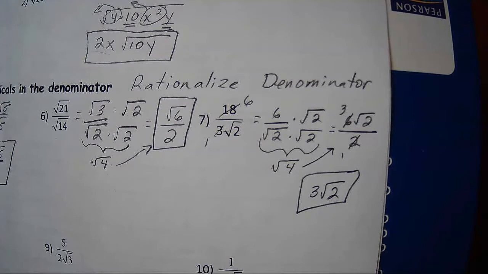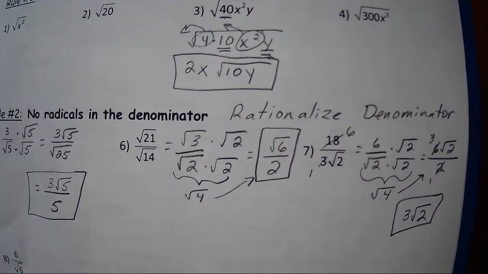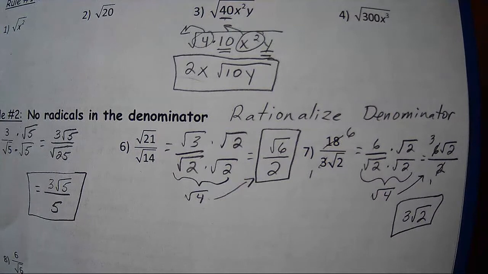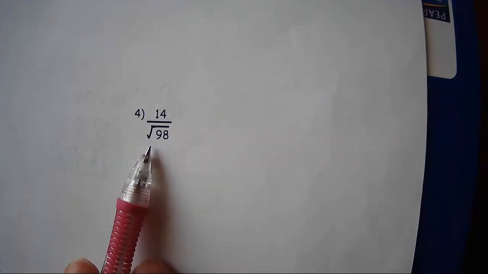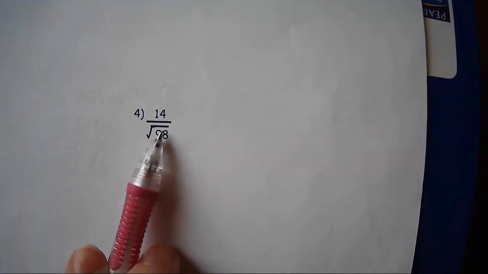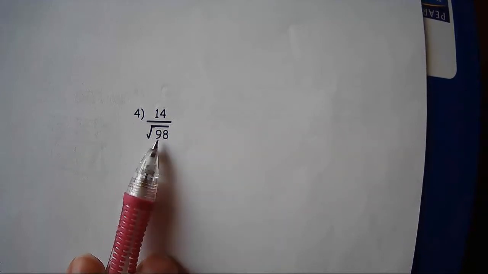All right, now I have explained some of the problems to you from your notes that you've already had. Now I want you to go get your assignment and we're going to work out a problem on your assignment. All right, we are going to look at number 4 on your assignment. Now number 4, if you guys notice right here, we have a whole number over a radical. And remember, rule number 2 says we cannot have any radicals in the denominator. So we need to get rid of this radical. So I want to know, what step would you guys do first?